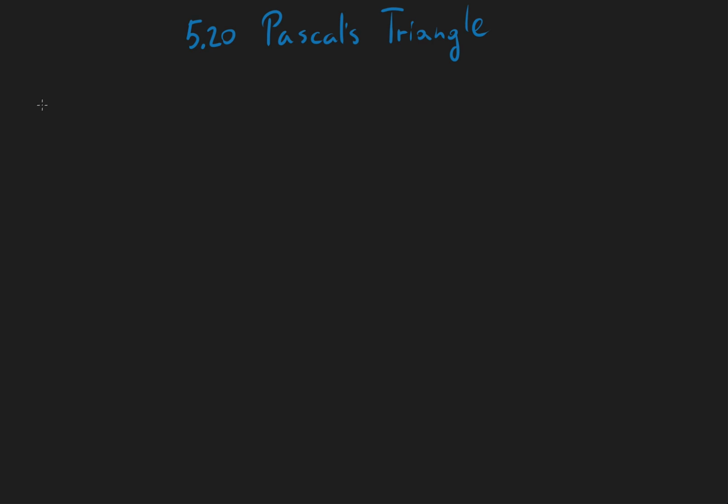Okay, in this video, we're going to do EPI exercise 5.20, Pascal's Triangle. It's a really cool exercise. What we're given is, let's say we need to implement a function that accepts an integer, and let's say that this integer is, I don't know, 4.